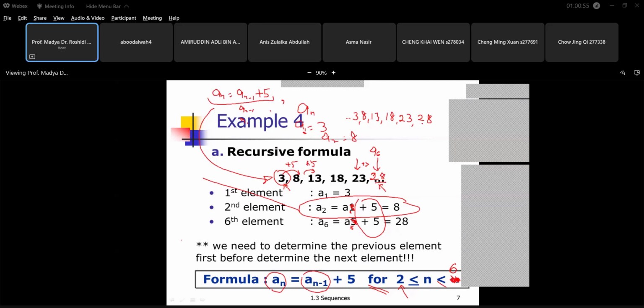The ending point we know, but the starting point we don't know. So what happened to this recursive formula? This is not a recursive formula because it does not fulfill the idea of a recursive formula. Why? Because the recursive formula must know the starting point. So bear in mind, please remember, we must know the starting point. Okay?